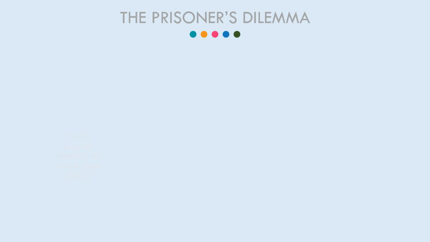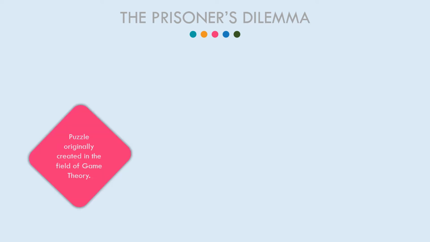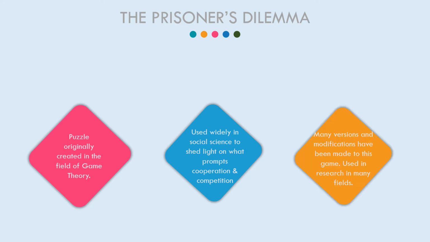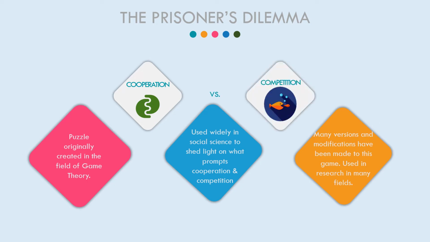The prisoner's dilemma. This is a puzzle created in the field of game theory by Rand Corporation. It's used widely in social science to shed light on what prompts cooperation and competition. Many versions and modifications have been made to this game, and it's used in research for many different fields like economics, psychology, sociology. Overall, it's looking at cooperation and competition.